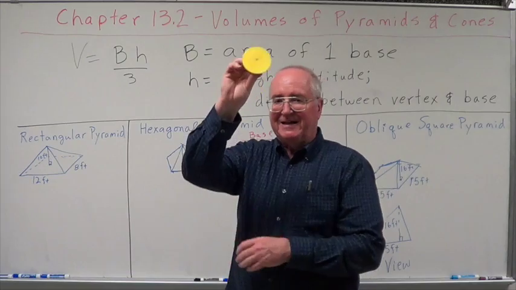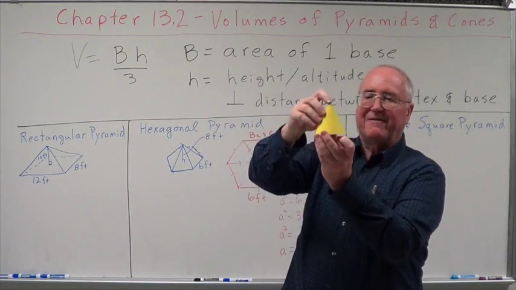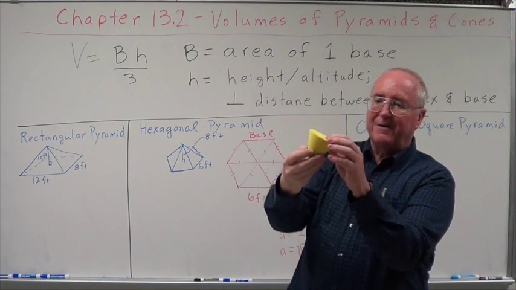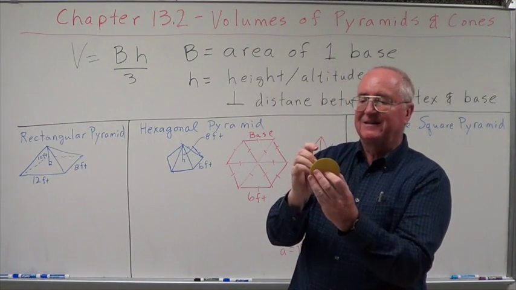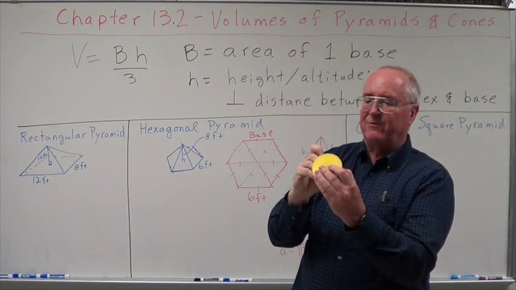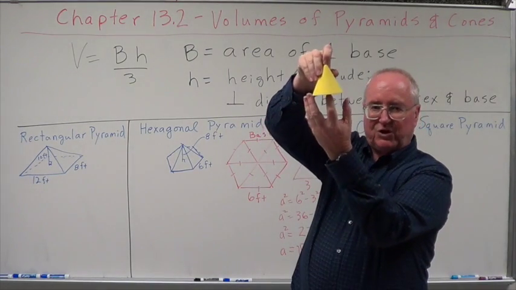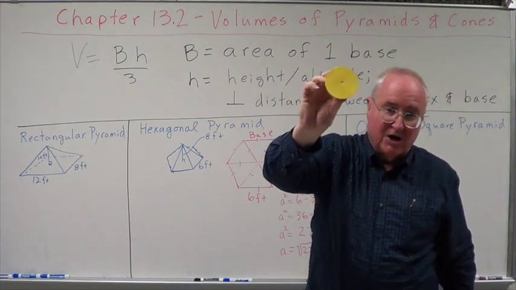Cone, same way, except the base is a circle. I have a vertex where that all comes together at the top, and if I have a right cone, then the vertex will be perpendicular to the center of the base.